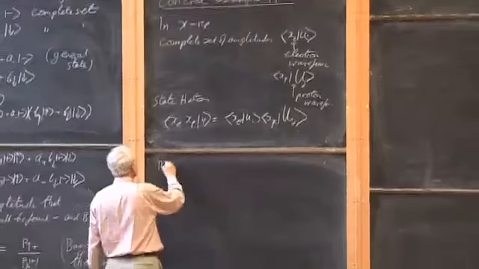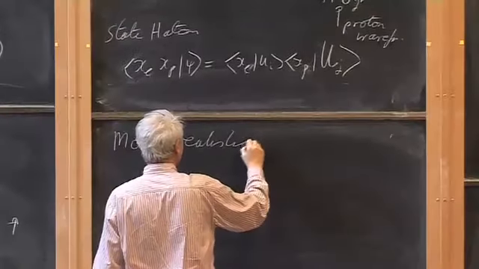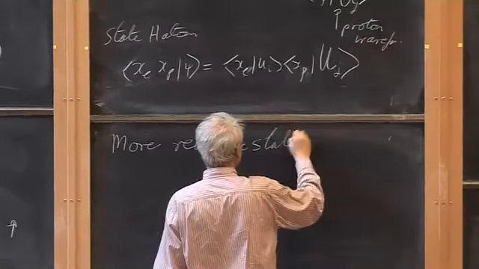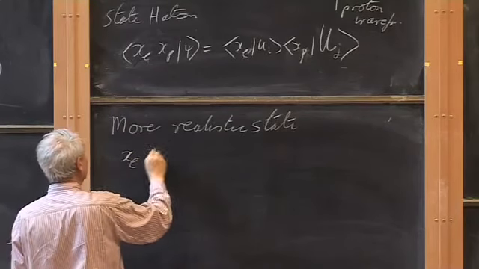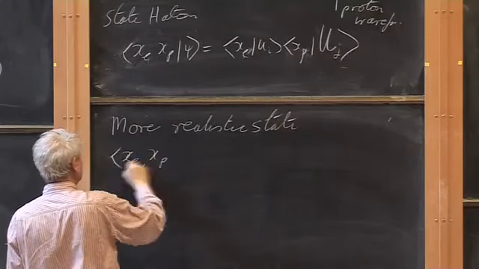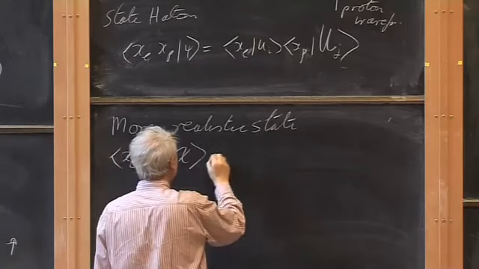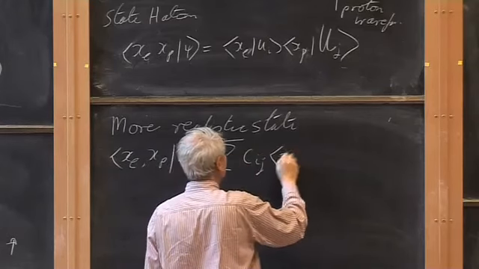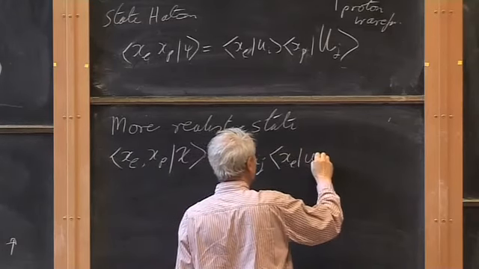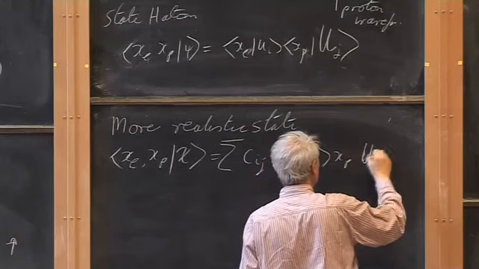A more realistic state might be xe, xp, shall we say chi, for a new label, which would be some Cij of xe ui xp big U j.